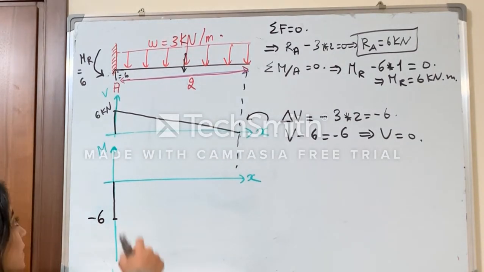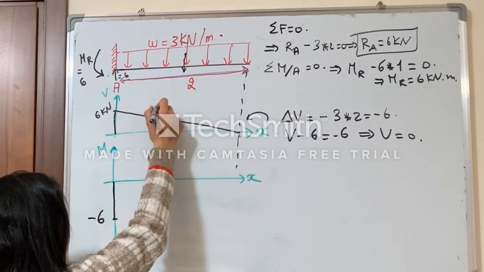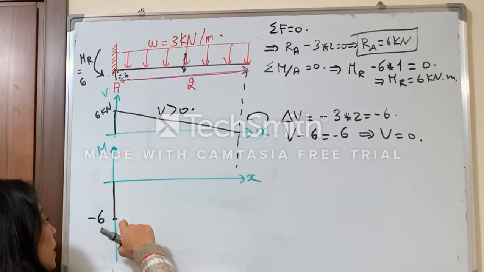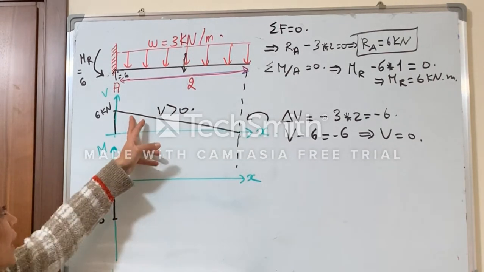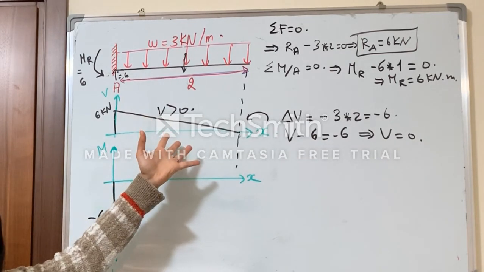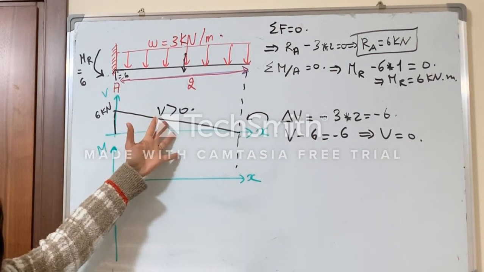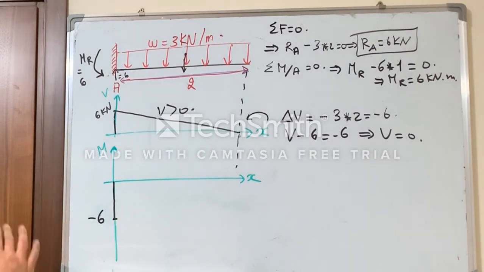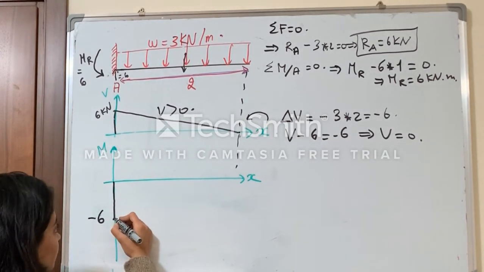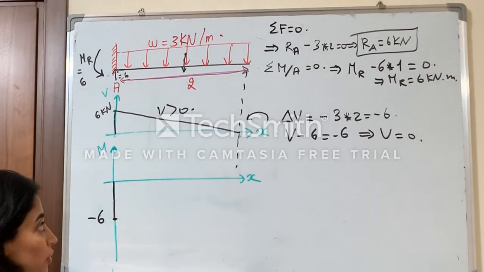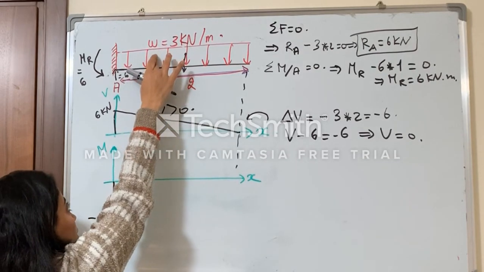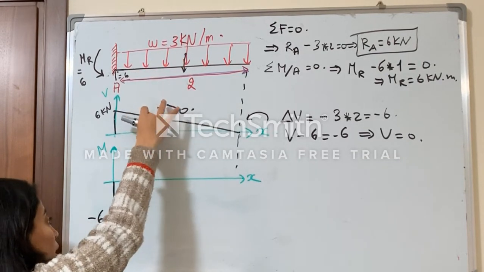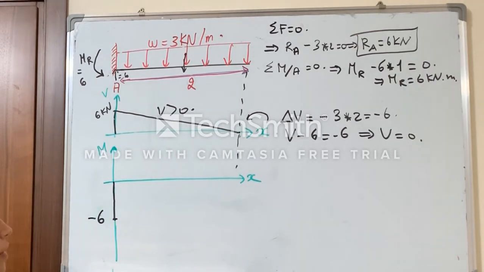Then I know, guys, that since V here is positive, M will be increasing. But it will not be increasing in a straight line. Because here I have a straight line for V, which means M, which is the integration of V, should be a parabola. So M here should be a parabola, or a quadratic curve of order 2. Basically, this order is 0, it is constant, omega is constant. Then V will be order 1, then M will be order 2. So it is a parabola.